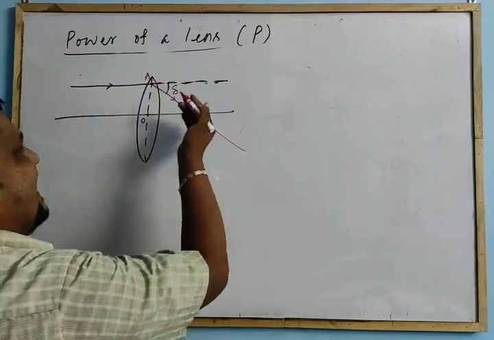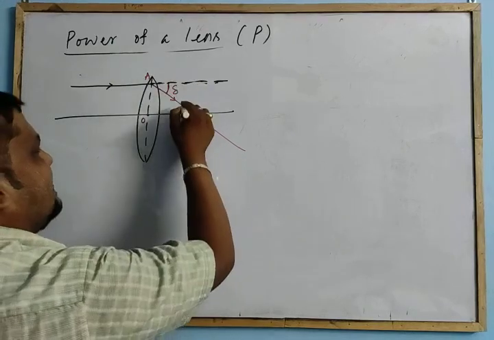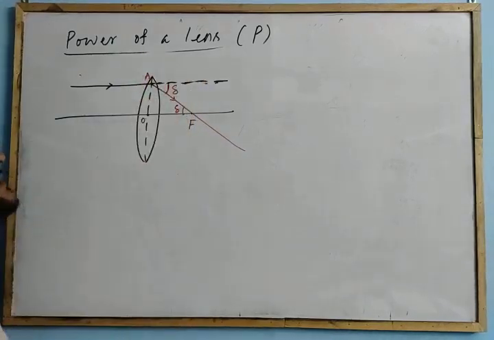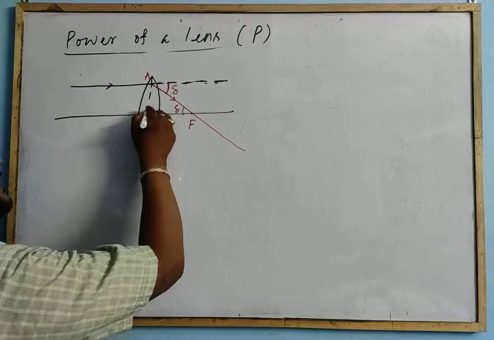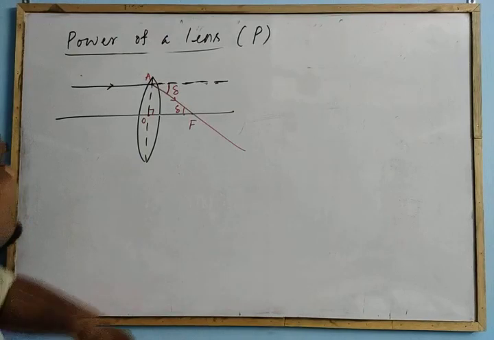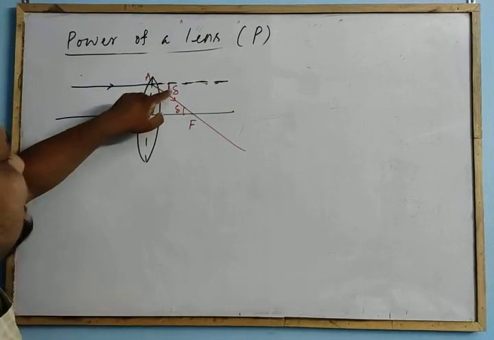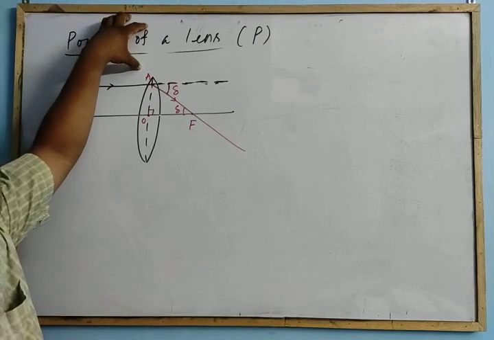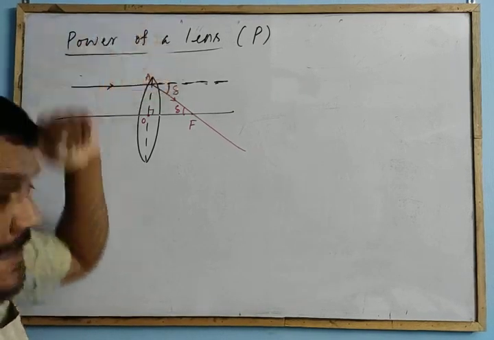Then if it is delta, then obviously these two lines are parallel, so this will also be delta. These are the two parallels, delta. And this is always perpendicular. So that is the case. How much does it deviate from its path? Delta. This is the measure to know the power of a lens. We measure this thing. But how?